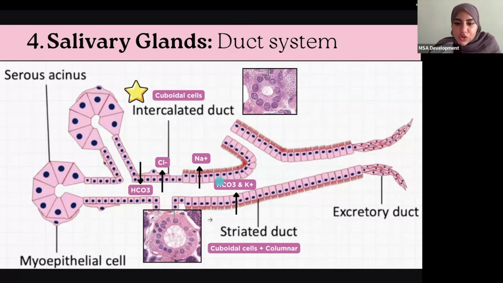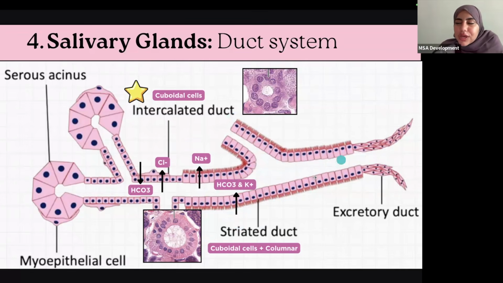And then the striated duct comes after the intercalated duct, as you can see here. The striated duct gets its name because it looks striated, but it actually just has tiny little microvilli protruding, and it's more columnar than cuboidal, but it's mostly columnar. And it also does the exact same thing. It pushes in bicarb and potassium, and it absorbs sodium.